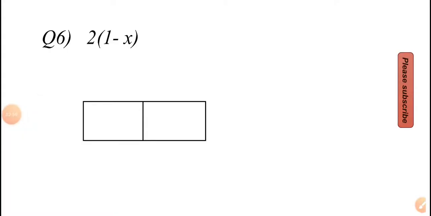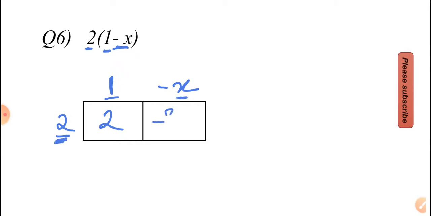So question 6 now. Because I can see 1 here, I write the 1 here. Because I can see minus x, I write minus x here. And that 2, I'll just bring it down here. So 2 times 1 is just 2. And then 2 times minus x is minus 2x. So the final answer is 2 minus 2x.